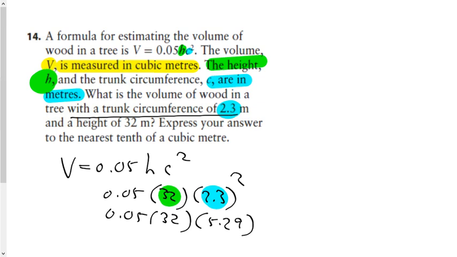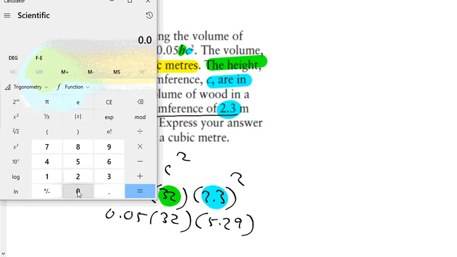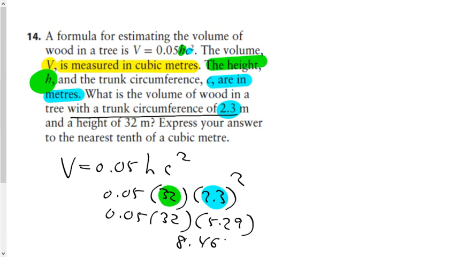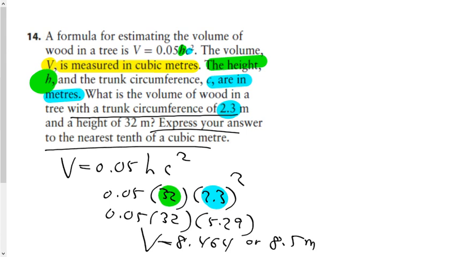Now we just have multiplication left. 0.05 multiplied by 32 multiplied by 5.29 equals 8.464, which is the volume without rounding it, and since it needs it rounded to the nearest tenth of a meter, that is 8.5 cubic meters of volume, roughly.